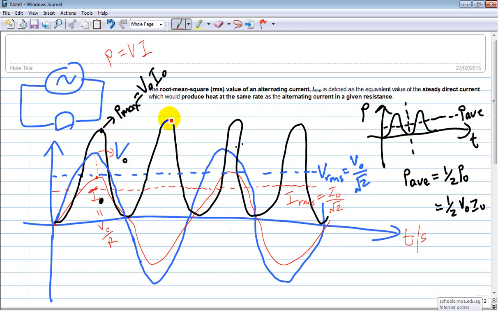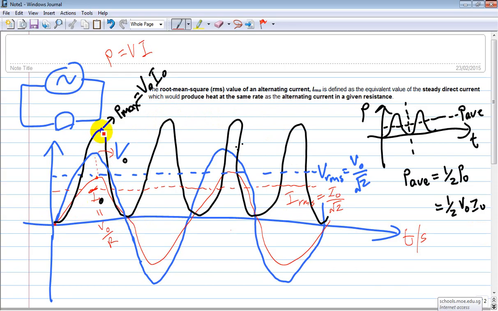Why is this positive power? It's simply because negative V0 times negative I0 should give me positive power also. So the power is always positive, it can never be negative. And it's some kind of cosine graph that is shifted upwards. Okay, so we now just want to have a look at the power graph.